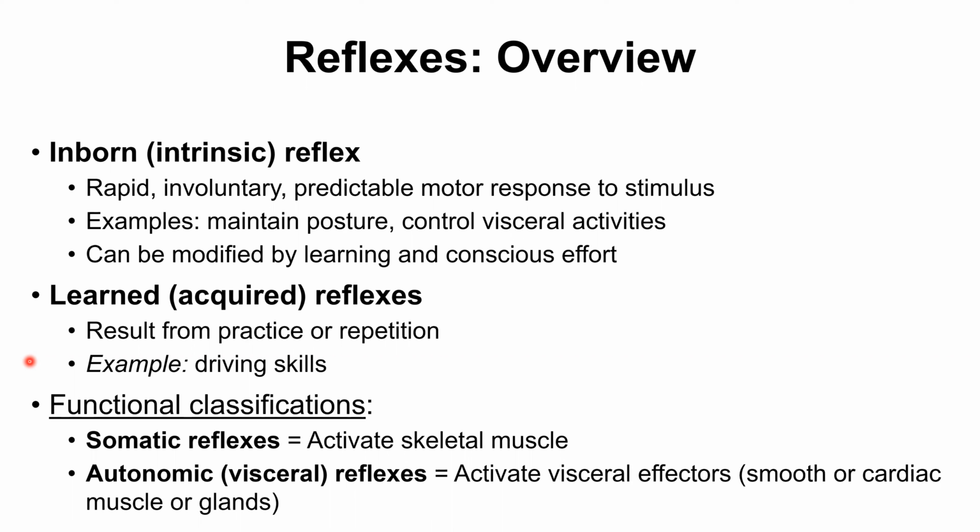We can also break down reflexes into functional classifications. So we have somatic reflexes, and the somatic reflexes are going to be the ones that activate our skeletal muscles. And the other functional classification are the autonomic reflexes or the visceral reflexes. And these are going to be the reflexes that activate our visceral effectors, such as smooth muscle, cardiac muscle, or our glands and organs.